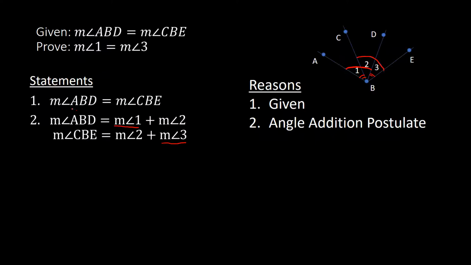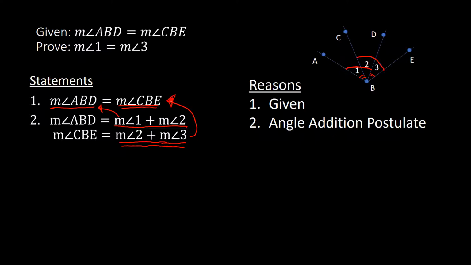Well, I can replace measure of angle ABD with measure of angle 1 plus measure of angle 2, because we said right here in step 2 those are the same. So in place of measure of ABD, I'm going to put in angle 1 plus angle 2. And for measure of angle CBE, I can replace that with this statement, because we just said in step 2 those are the same thing. CBE is equal to angle 2 plus angle 3. So I'm going to put that right there.